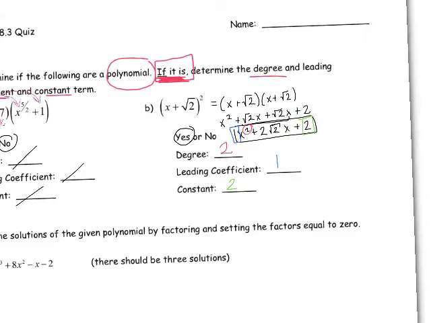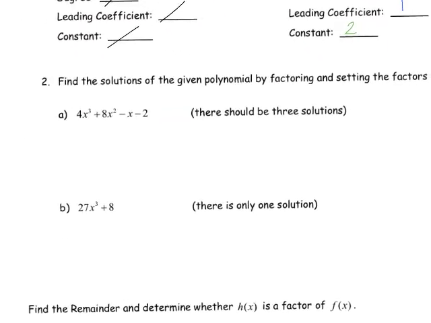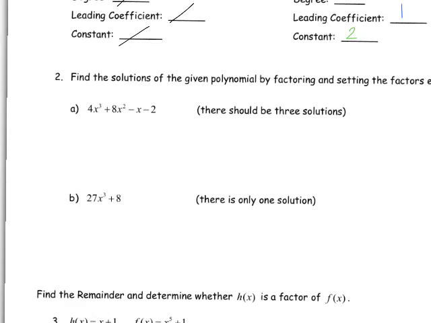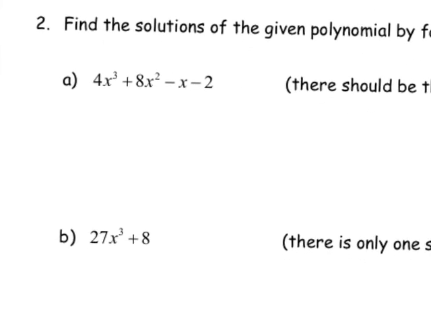Okay. All right. Number 2, find the solutions of the given polynomial by factoring and setting the factors equal to 0. So this is good because it's practicing both factoring and getting the answers. Okay. So just to let you know, on the quiz, I'm not going to tell you how many solutions there should be. I just wanted this to be on there so that if you were working on it at home alone, you would know that you finished.